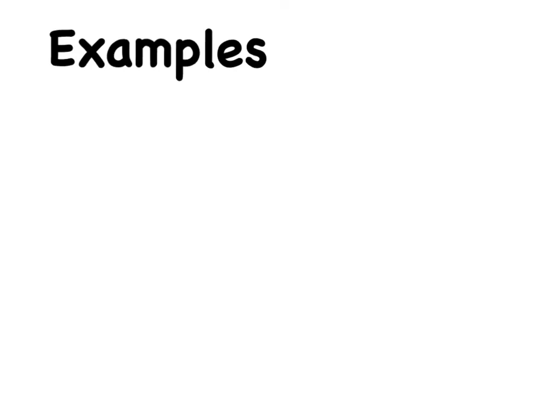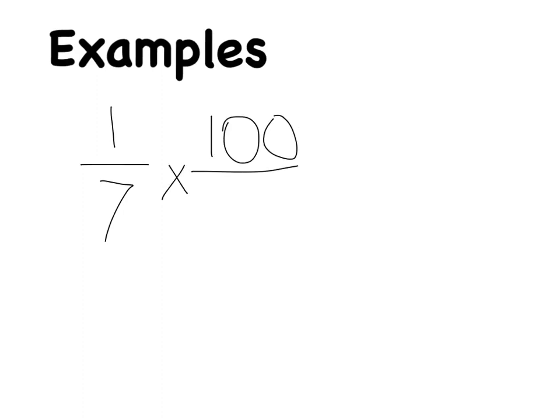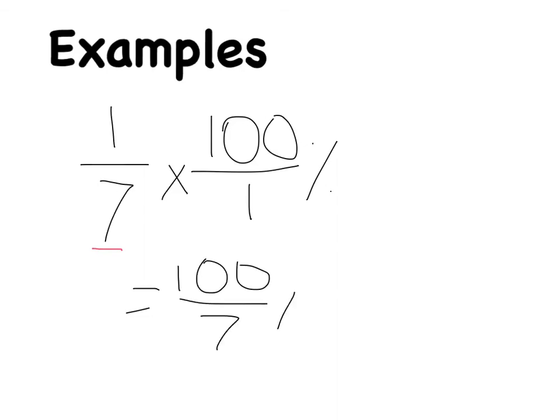Let's look at another example. I will say 1/7. Again, with 1/7, I can't just multiply it by 100%. So I'm going to write my 100% in another form, in a fractional form. And again, I make sure to see if I can cross simplify. I've got a 7, that's a prime number, so I can't. So my answer becomes 100 on 7%.